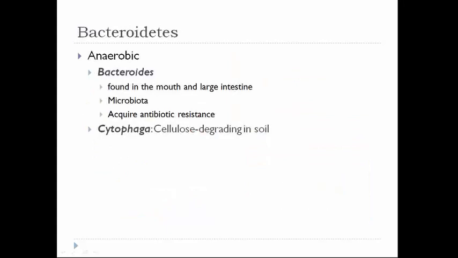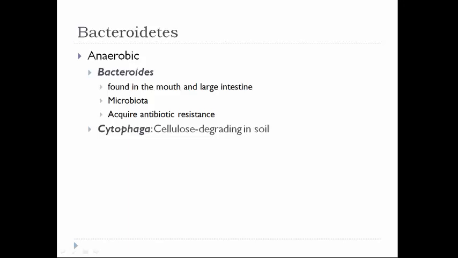Bacteroides, these guys are anaerobic. They are found in the mouth and large intestines. They are a microbiota, and they're not bad, except they can acquire antibiotic resistance. Now, it doesn't matter because they don't make you sick, but what does it mean if you have one organism in your body that knows how to overcome antibiotics?